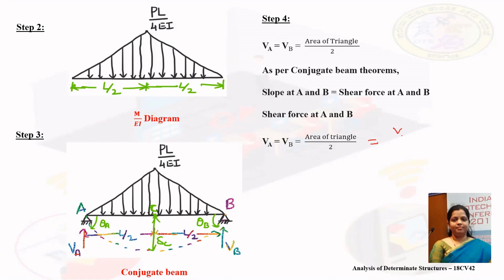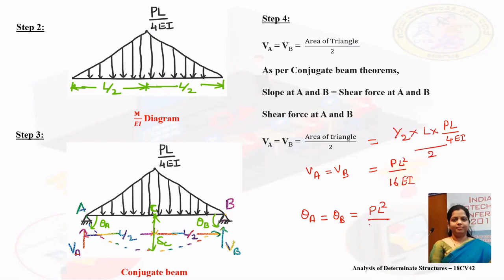Area of triangle is half into base is L into height is PL by 4 EI divided by 2. On simplification, we will get VA will be equal to VB will be equal to PL square by 16 EI. Therefore, theta A will be equal to theta B will be equal to PL square divided by 16 EI.